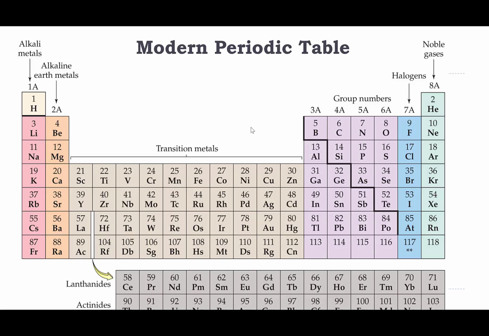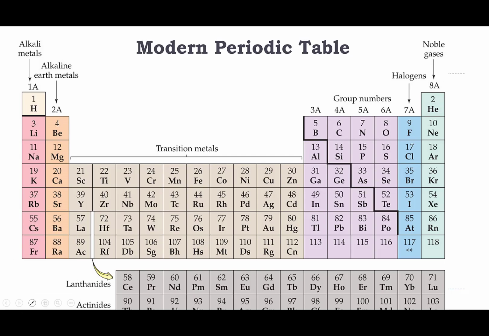So here is our modern periodic table. I'm going to just go through a series of slides that are strategically colored and talk about some terms that are very important that you'll need to know. So first thing we see here are some different colored rows.